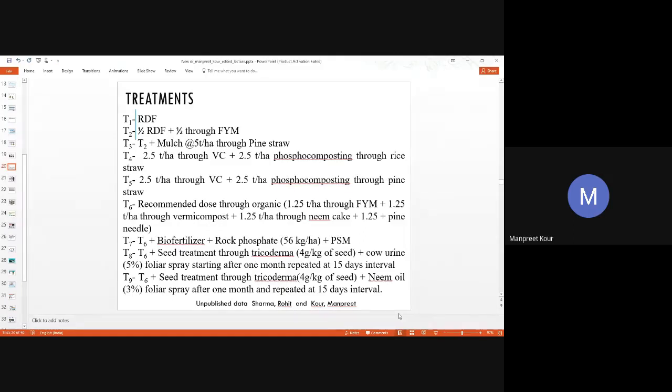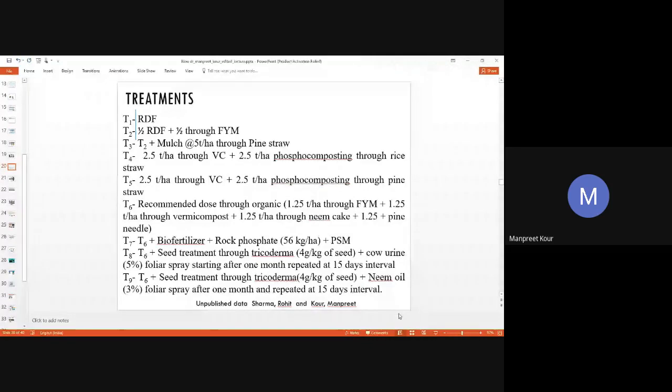Now, the T6 treatment here is given. T1 is RDF, T2 is half RDF plus half farmyard manure, and T3 is T2 plus mulch of pine straw, because we try to use the wastage of pine straw, since pine is the waste there. We want it as a source of nutrients.